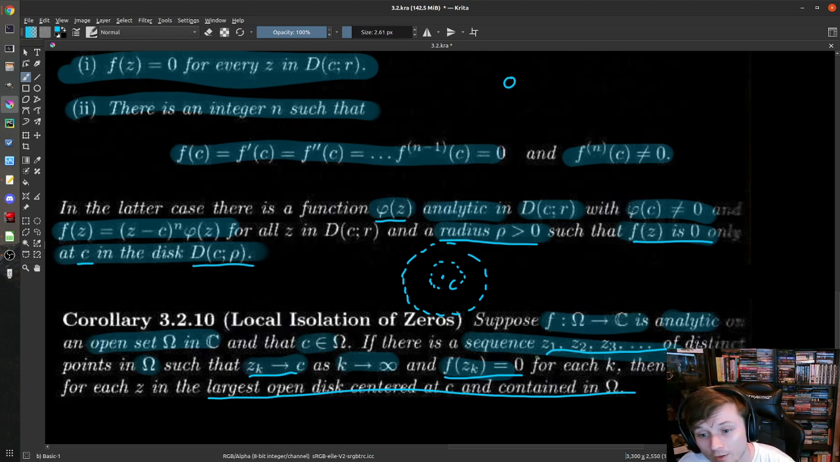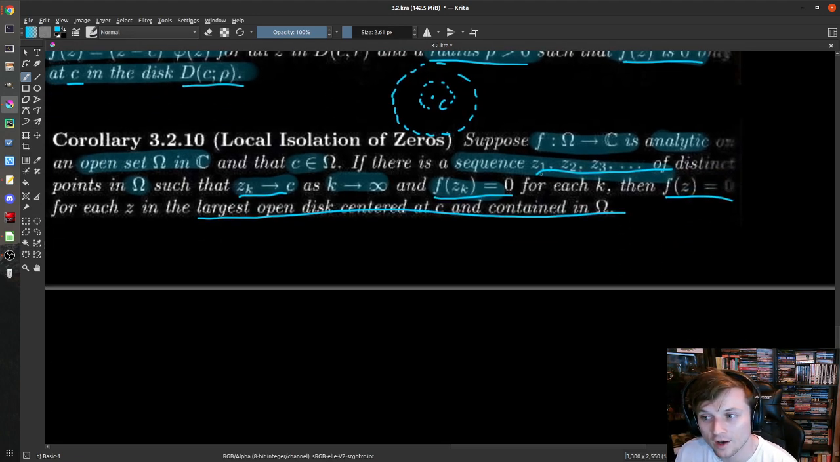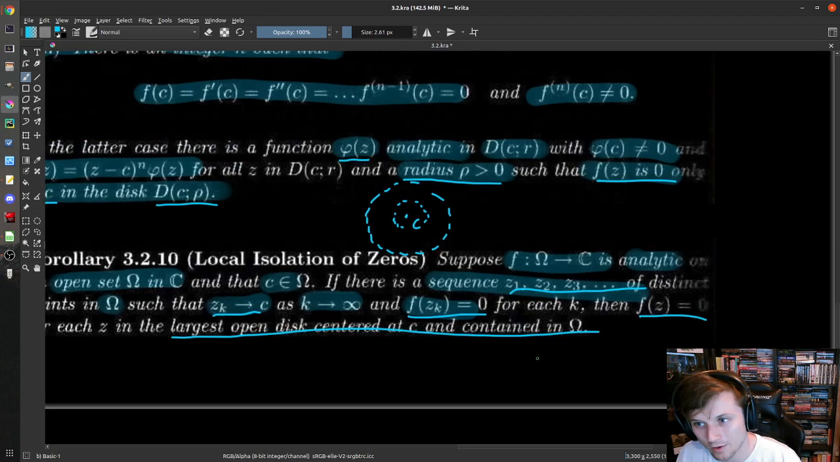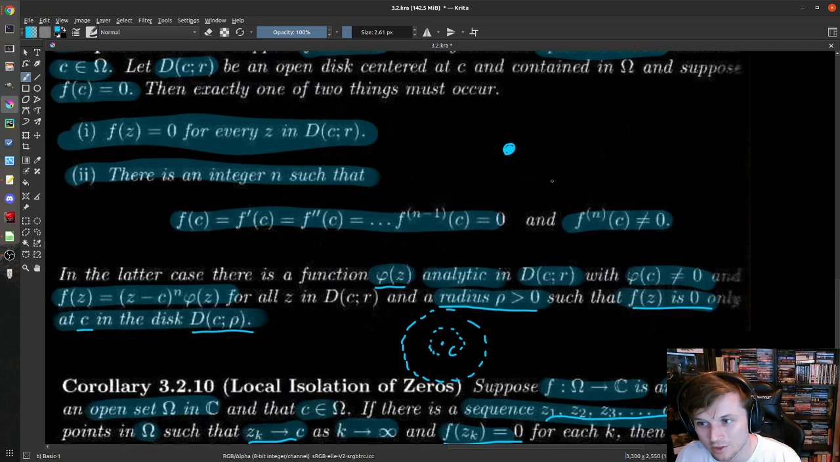But think about this. If you have any sequence of points in omega that goes to C, then all but finitely many must be in such a small disk. And so you might as well just be working in this disk in the first place. So basically you can just restrict to this little piece, and if f is 0 on the sequence, I can't have that situation where it's non-zero near it, because any sequence that converges to C must have all but finitely many points in a disk of small radius nearby. But we've got that it's non-zero on such a disk. Huh, kind of weird. Kind of crazy.